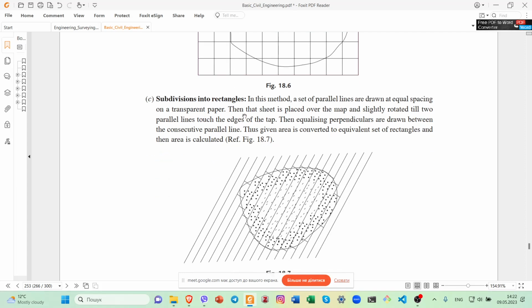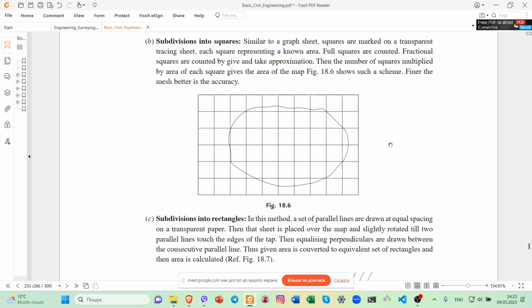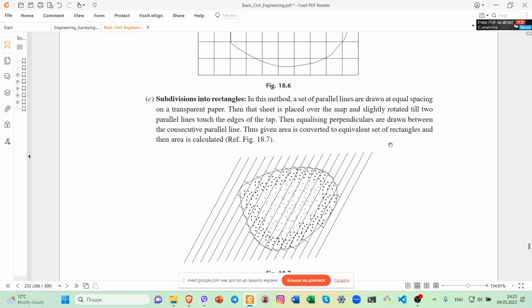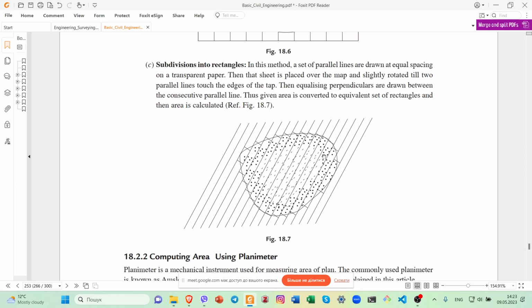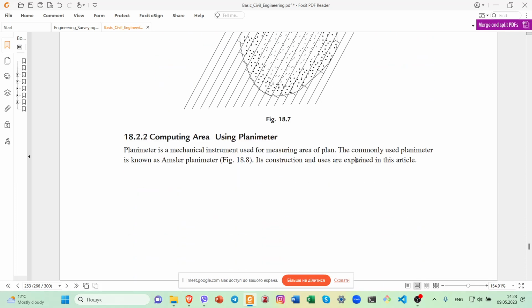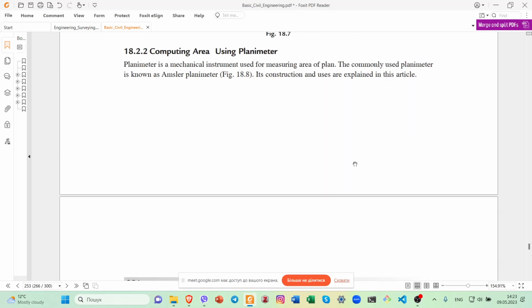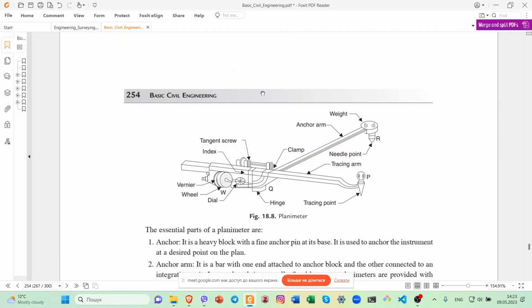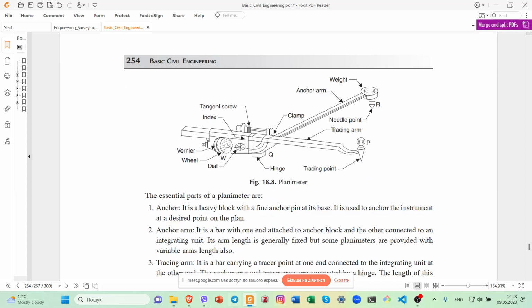And subdivision into rectangles. Here you can see a graphical explanation of the method. And computing area using a planimeter. A planimeter is a mechanical instrument used for measuring area of a plan. Here you can see a mechanical planimeter.